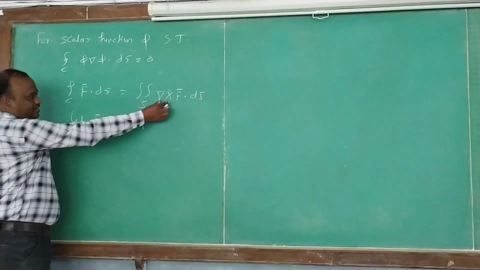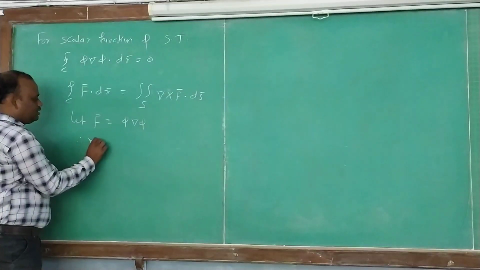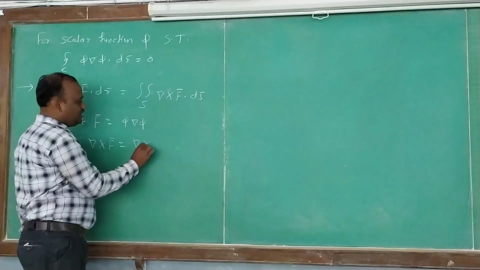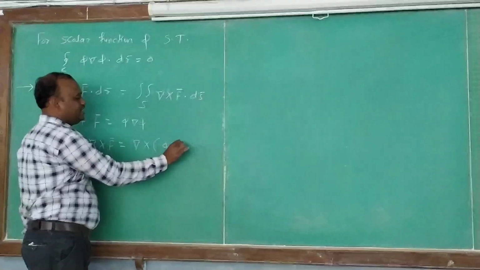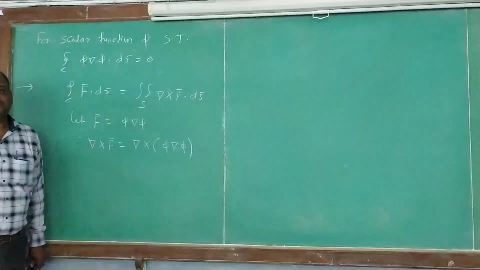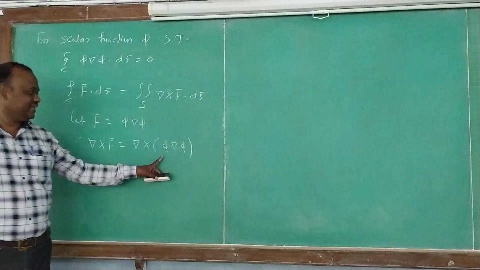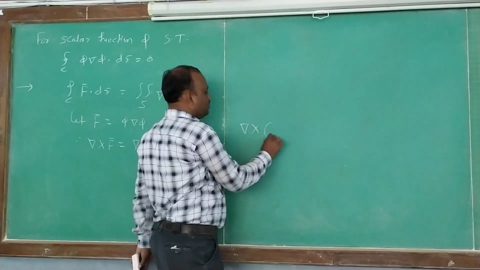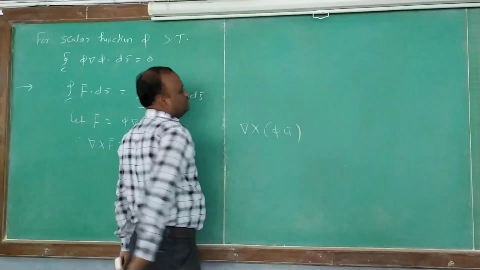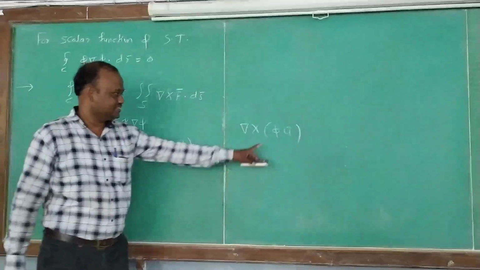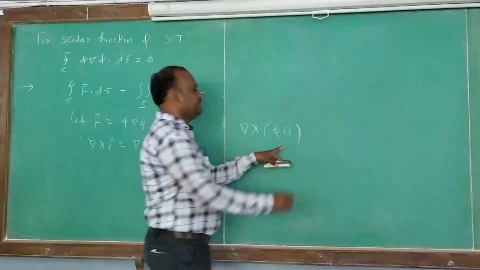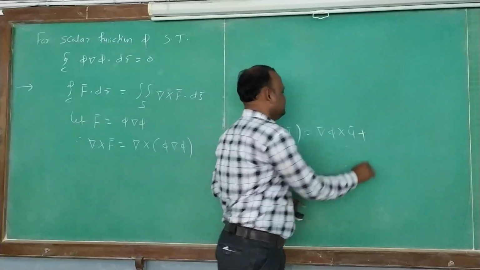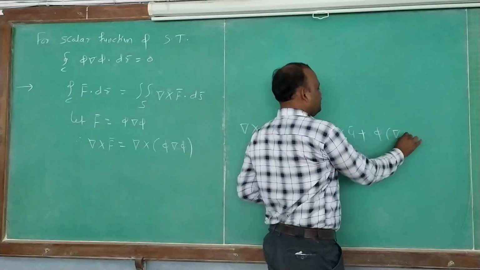So again we have to find del cross f bar. Therefore del cross f bar is equal to del cross phi del phi. Now how do we find del cross phi del phi? Phi is a scalar, del phi is a vector. So we know one identity: del cross phi u bar, where phi is a scalar and u bar is a vector, can be written as del phi cross u bar plus phi into del cross u bar.